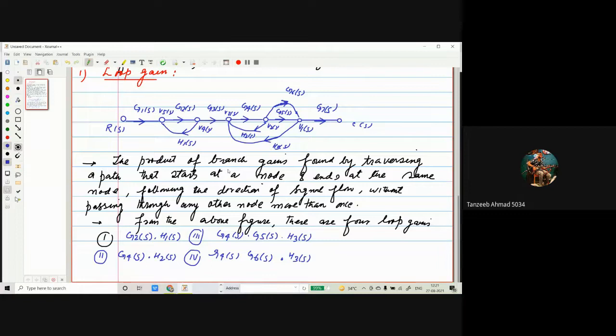Sir, could you please repeat the fourth point you showed once more? Okay, I will make a circle around this. This third is very clear: G4, G5, and H3, starting from here. Fourth, G4, I will make a dotted path.